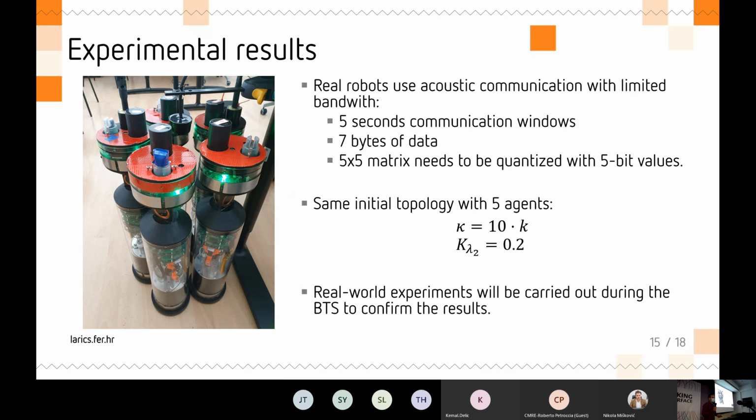So we did the same experiments using these aMussel robots. The real problem here, and the difference from the simulation, is that they use acoustic communication with limited bandwidth. So only one of the robots can communicate at a single time, and they have 5-second communication windows during which they exchange 7 bytes of data, which means that the 5x5 matrix needed to represent those 5 robots needs to be quantized with 5 bit values. So because of these longer communication periods, we had to increase the frequency of connectivity control and also increase the dead zone a little bit because of this quantization error.